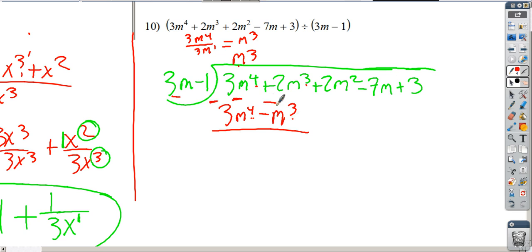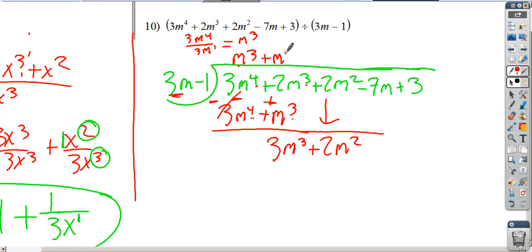Then we subtract these, just cancel. 2 minus negative is like 2 plus, so 2m cubed plus 1m cubed is 3m cubed. We bring down the next term. How many times does 3m go into 3m cubed? It would go in m squared times that is 3m cubed, and then m squared times the minus 1 is minus m squared. Subtract those, cancel.